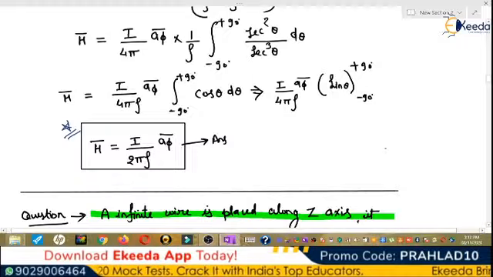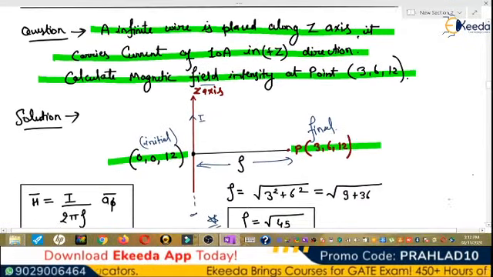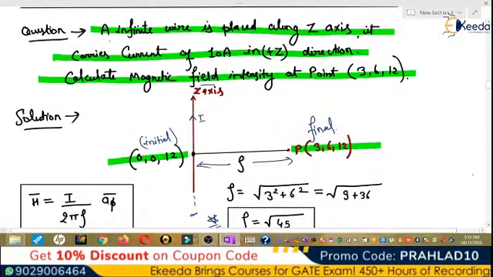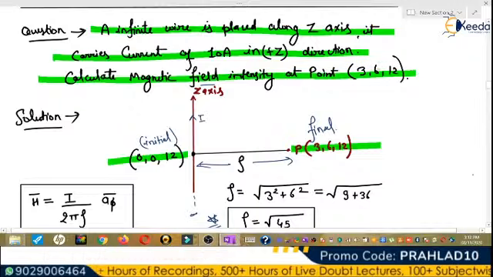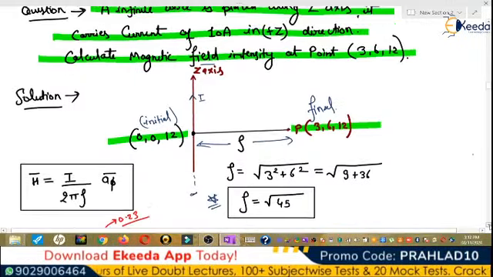So this is the magnetic field intensity due to the infinite line current. There is one small question. An infinite wire is placed along the z-axis. It carries a current of 10 ampere in the plus z direction. Calculate the magnetic field intensity at point (3, 6, 12). So this question is given.